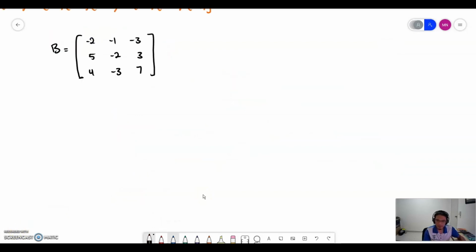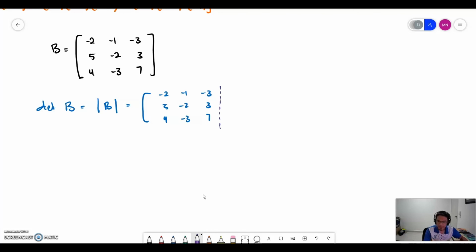Now let's look at an example to find the determinant of this matrix B by using the diagonal expansion method. We write down the determinant of matrix B, which could also be written like this, equal to the matrix 5, -2, 3, 4, -3, 7. So we create another region on the right side that copies the first and second column: -2, 5, 4, -1, -2, -3.